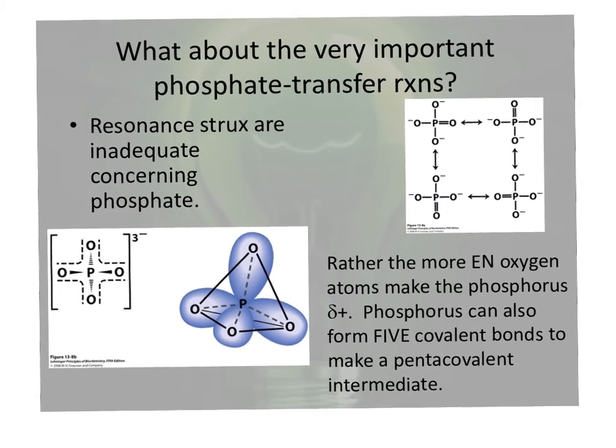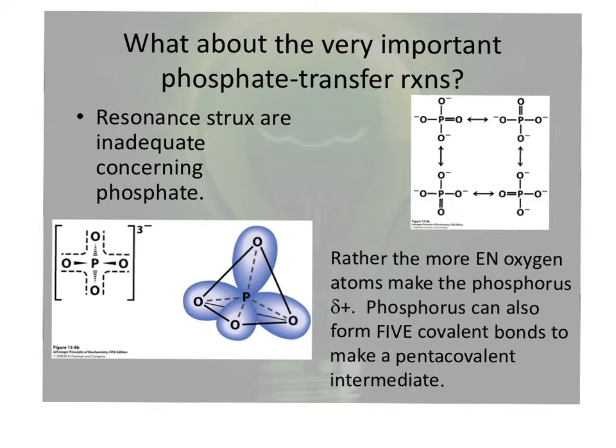Phosphates are amazing because they have so much resonance. The phosphate is very delta plus, so it's easy for it to get attacked, and it's also really good for it to leave as well. It's called pentavalent, which literally means five. It shares five bonds in that intermediate.